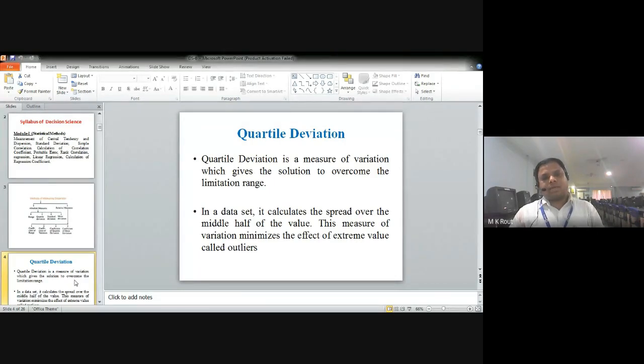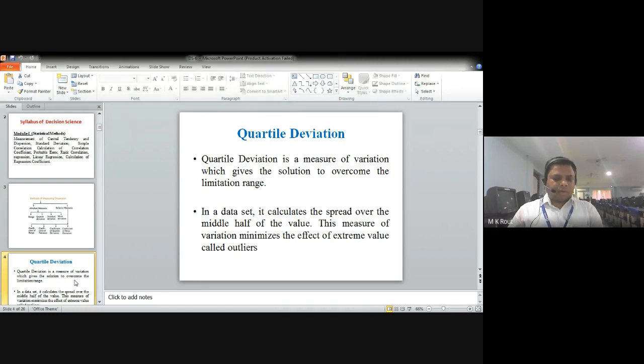Quartile deviation is a measure of variation which gives a particular solution to overcome the limitation of the range for a given series, whether it is an individual series, a discrete or ungrouped series, or a continuous series. In a given set of data, it calculates the spread over the middle half of the values, and this measure of variation minimizes the effect of extreme values called outliers.